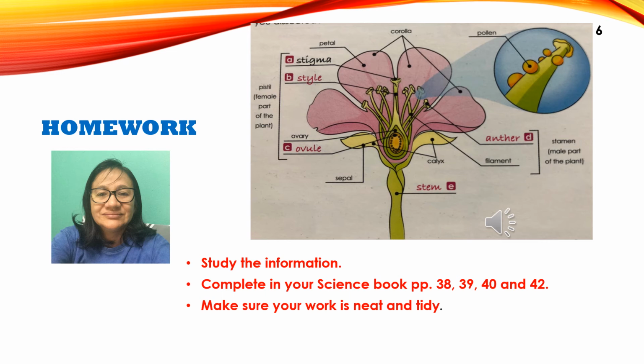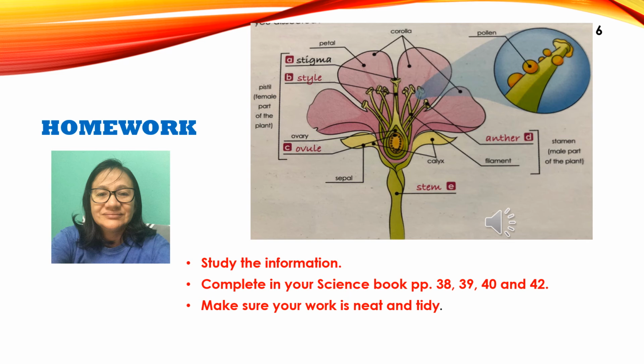Sepal. Stem. Calyx. Filaments. The anthers. The stamen, the male part of the plant. So the plant has the male part and the female part. The female part is the pistil, and the stamen is the male part.